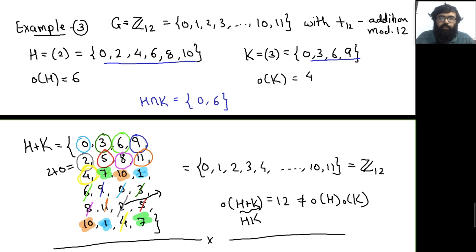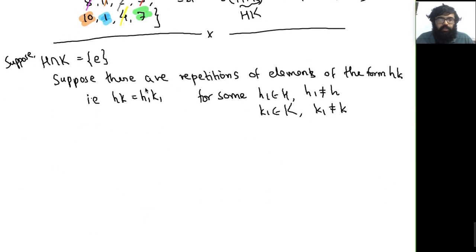So how did 2 appear here? 8 plus 6. So this is 8 plus 6. That is 14. That is also nothing but 2 mod 12. Right? 2 mod 12. So see, 2 is appearing twice. So suppose something like that happens here. Then what can we say?